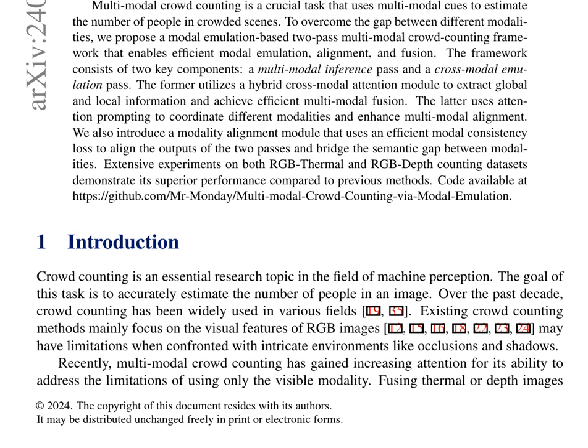A modality alignment module is also introduced, which uses an efficient modal consistency loss to align the outputs of the two passes, bridging the semantic gap between modalities and further improving the accuracy and robustness of crowd counting estimates. The authors evaluate their proposed method on both RGB-Thermal and RGB-Depth counting datasets, demonstrating superior performance compared to previous methods. This research contributes significantly to the field of crowd counting, offering a promising solution for challenging environments and paving the way for future advancements in multimodal perception tasks.